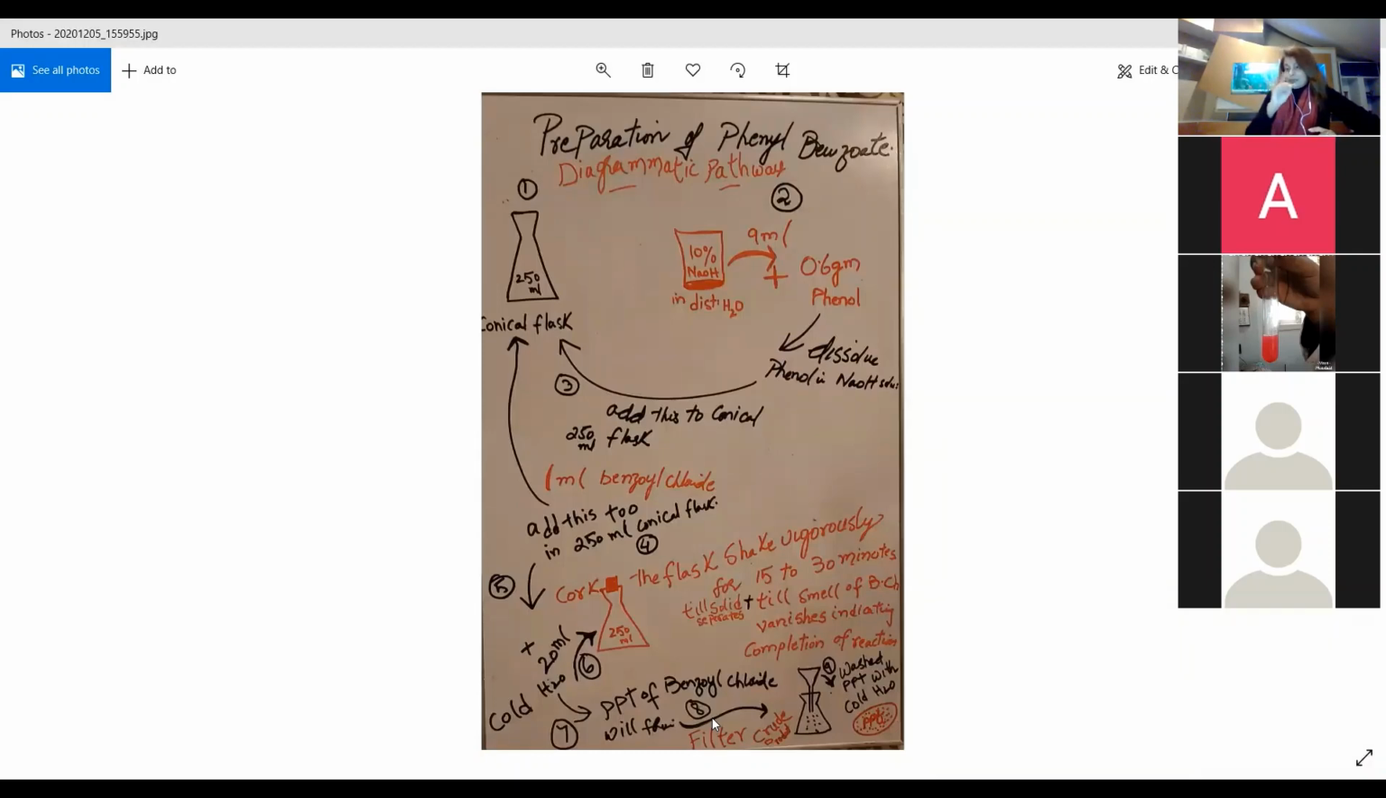But because of the pungent smell, I avoided doing this experiment in the lab. This was one of the reasons. The smell is extremely hazardous. Okay, so you will get.